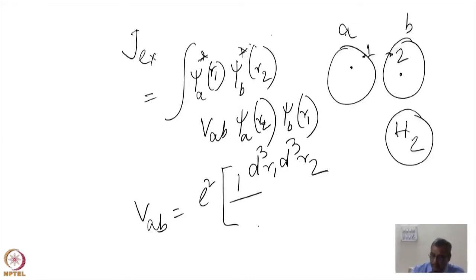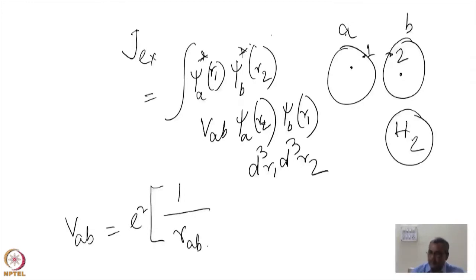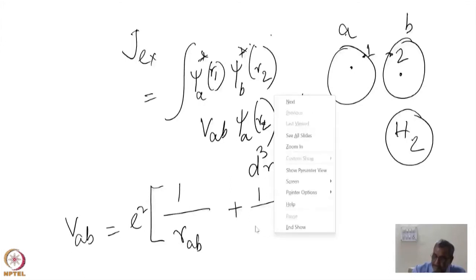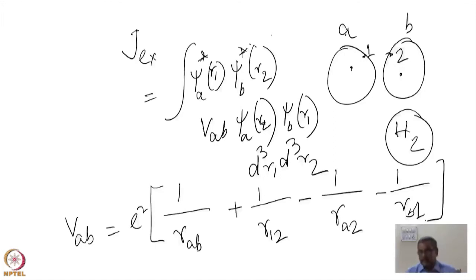1 upon, sorry, let me just clear it up a little bit. V_AB is equal to e square into 1 by R_AB, that is the distance between the nuclei, plus 1 by R12 between the two electrons, minus between the nucleus and the electron, minus, this is the interaction potential.